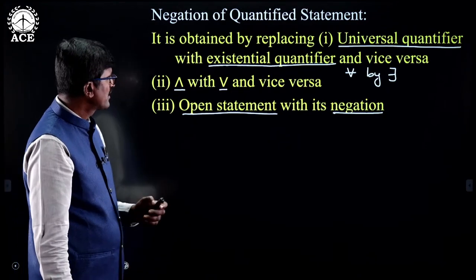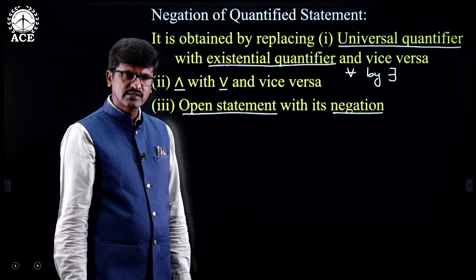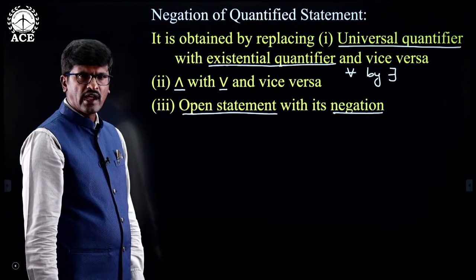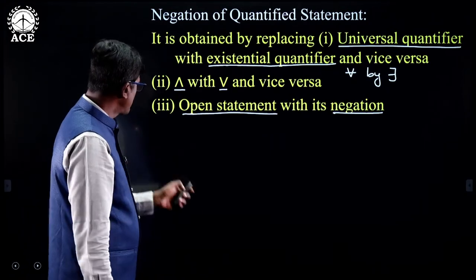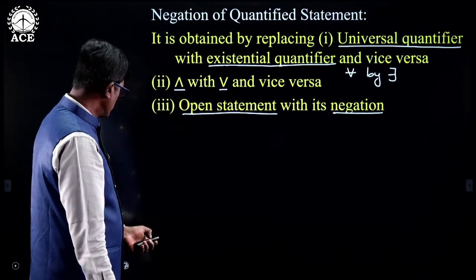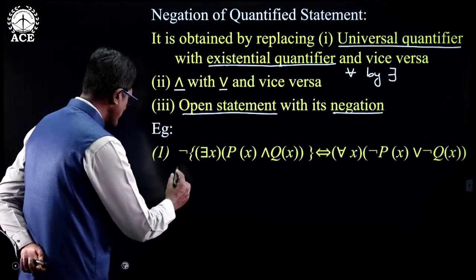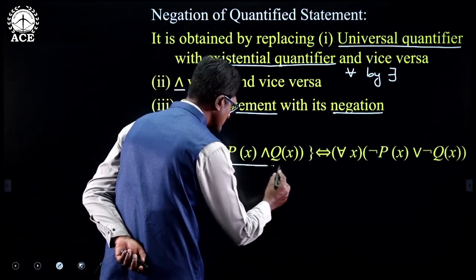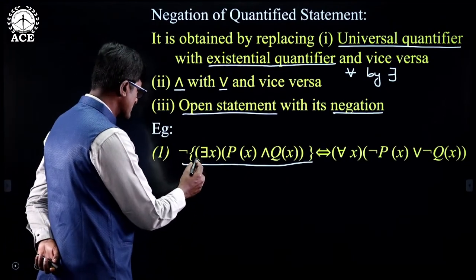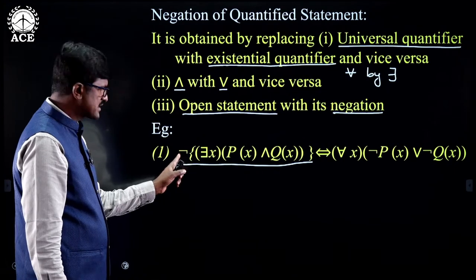Condition number 1, replace universal quantifier with existential quantifier and vice versa. Condition number 2, AND connective with OR connective and vice versa. Condition number 3, open statement with its negation. Now we'll see some examples. So this is the open statement. This is the quantified statement. Now the negation of it. We are going to find the negation of it.